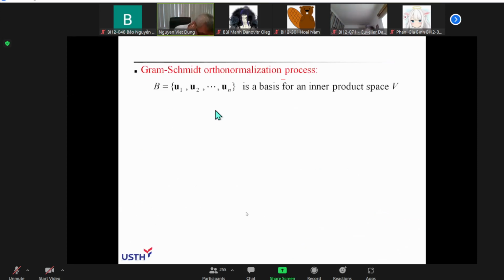Now I come to the most complicated formula, or complicated procedure, in the course. It is named the Gram-Schmidt orthonormalization process, trực chuẩn hóa or trực giao hóa Gram-Schmidt. So what does it mean?